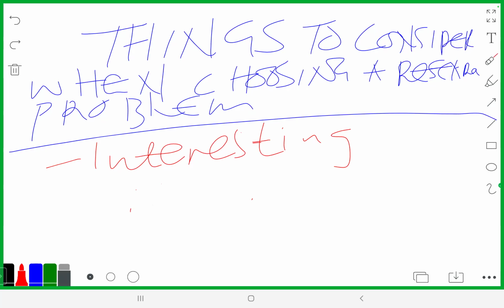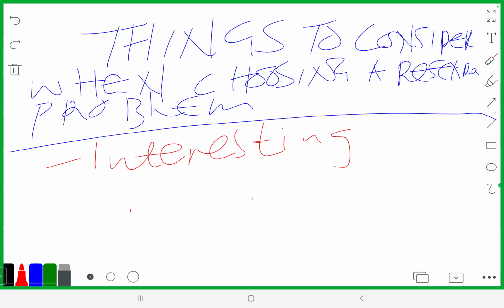Why should you choose something that is interesting to you? It's because research may take some time and the work may be tedious sometimes. If you're not interested in what you're doing, you may end up giving up along the way. Sometimes it takes time researching and coming up with the findings. So you have to be interested and be moved in that. That's guide number one.